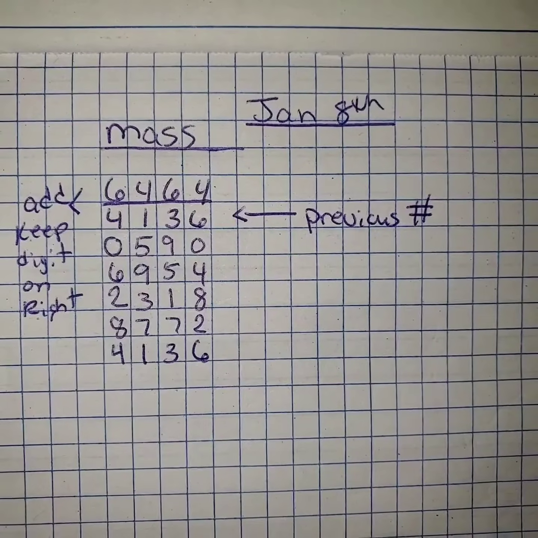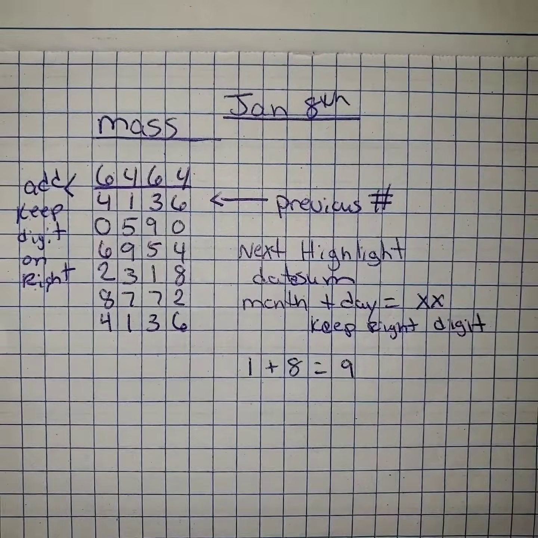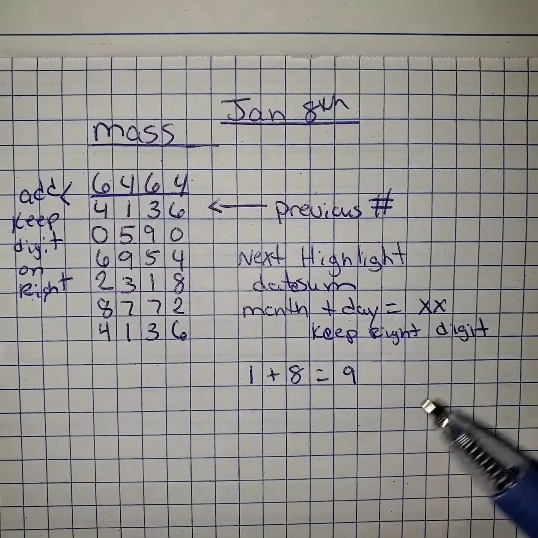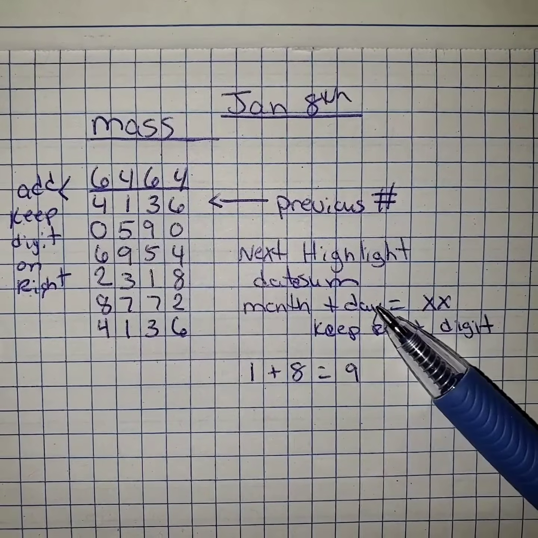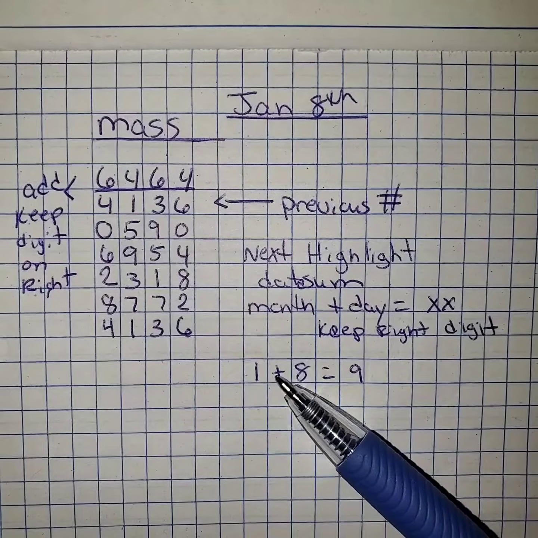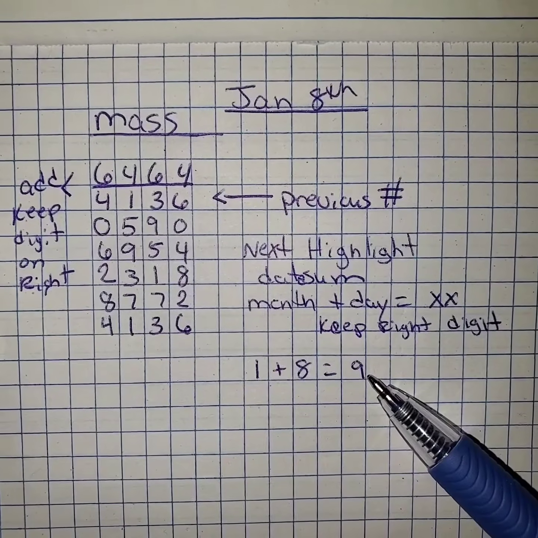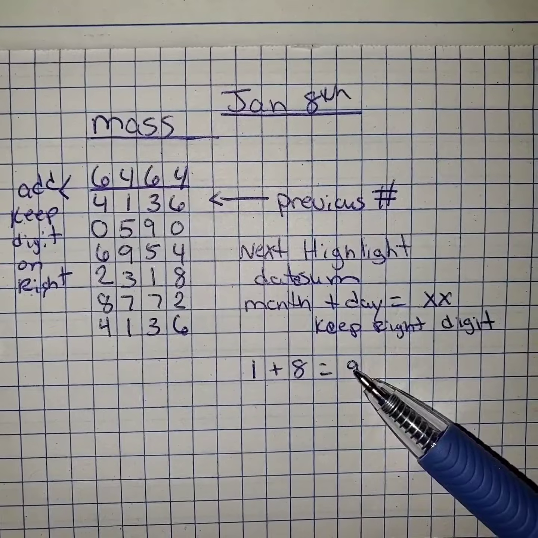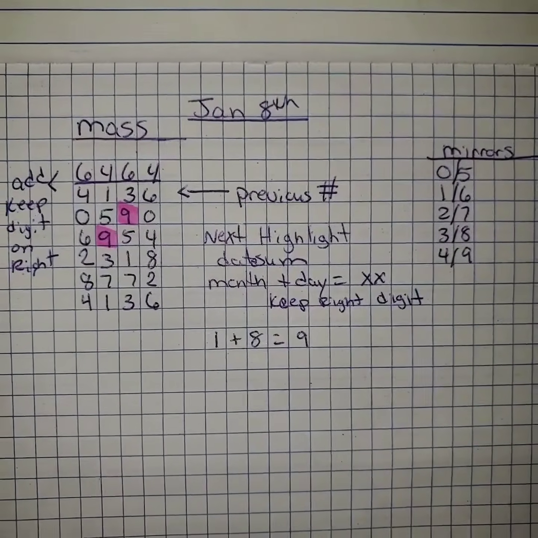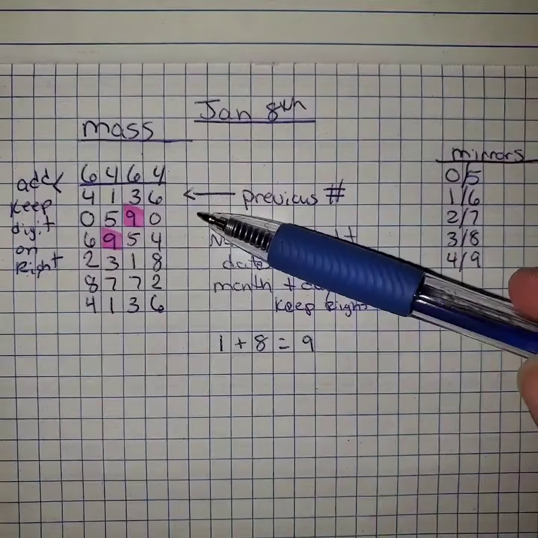The next step that you're going to want to do is highlight your date sum. I made a note here that the next step is to highlight your date sum, which you calculate by adding the month plus the day, and it will give you your set of digits. Currently, the month is January, the date is 8, so we add 1 plus 8, giving us a 9. So 9 is what we're going to want to look for. We're going to highlight all the 9s on the chart.